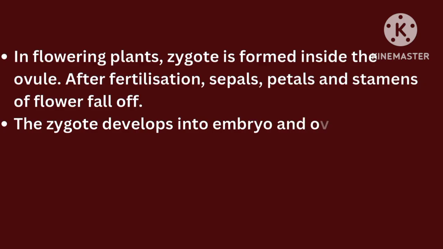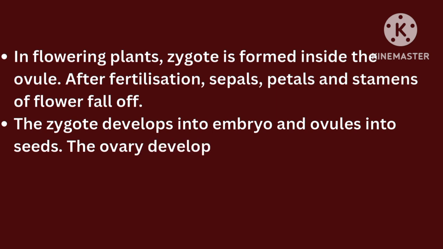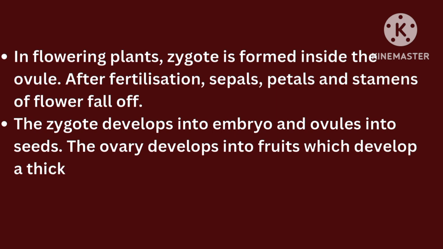In flowering plants, the zygote is formed inside the ovule. After fertilization, sepals, petals and stamens of the flower fall off. The zygote develops into the embryo and the ovules into seeds. The ovary develops into fruits, which develop a thick wall called pericarp, protective in function. After dispersal, seeds germinate under favorable conditions to produce new plants.